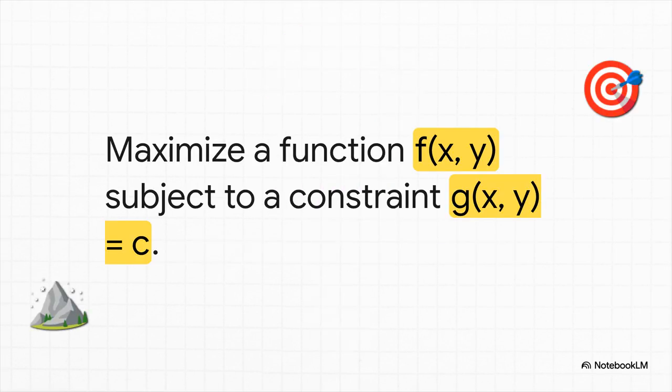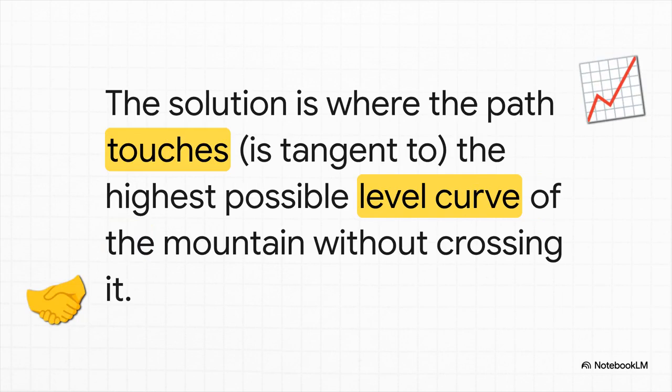To really get a feel for this, think of it like this. Our function, f of x and y, is like a giant mountain range. Our goal is to get to the highest peak possible. But there's a catch. Our constraint, g of x and y equals c, is like a specific trail or a path that we are forced to stay on. We can't just climb straight to the top. So we're looking for the highest point we can possibly reach while staying on our designated path.